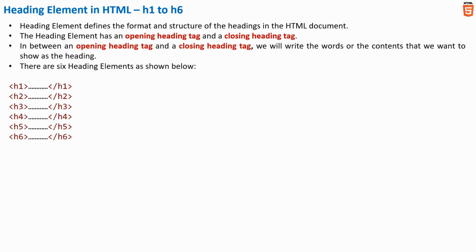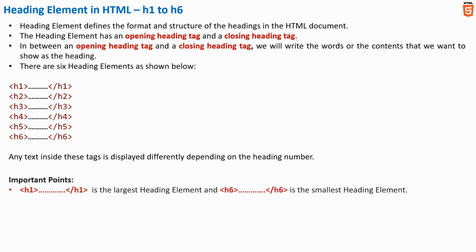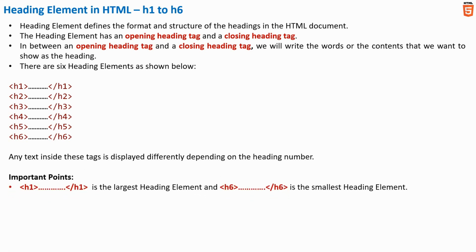There are six heading elements as shown below. It starts from H1 and it can go till H6. Now, any content inside these tags is displayed differently depending on the heading number. For example, the content inside the H1 heading element is the largest, whereas the content inside the H6 heading element will be the smallest. There are a few important points that we should know. The H1 heading element is the largest heading element and the H6 heading element is the smallest heading element.